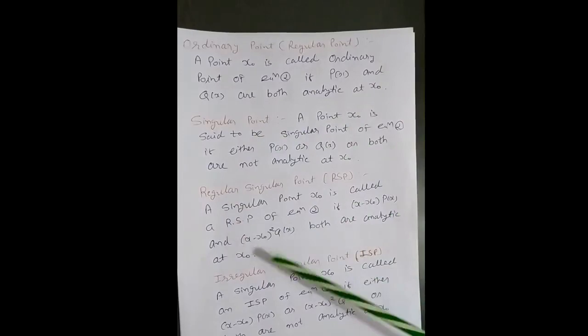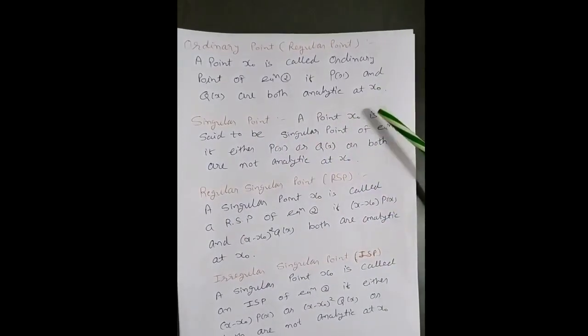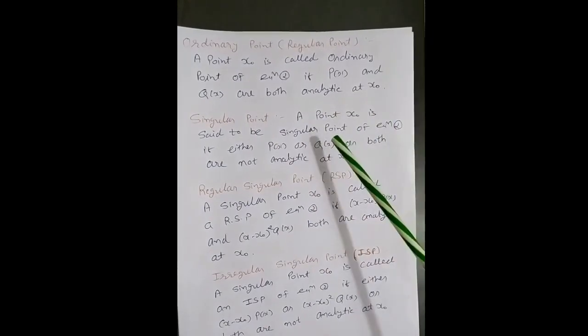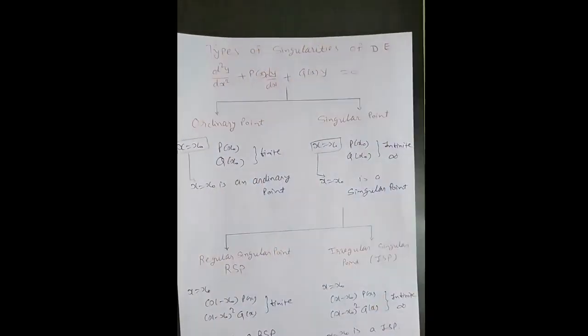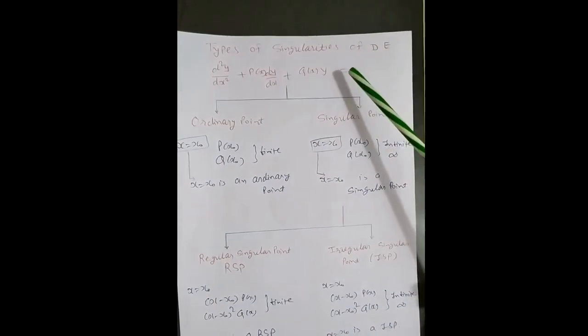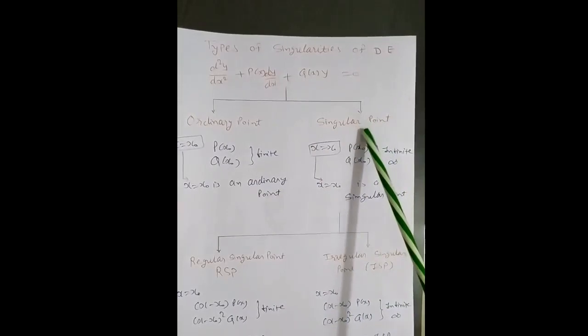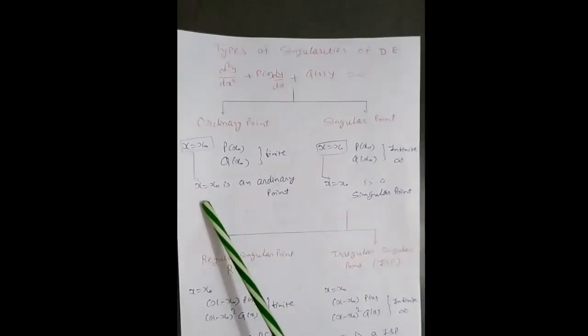All these definitions we understand in a simple way by a chart, so we can easily memorize. Types of singularities of the differential equation d square y by dx square plus p of x dy by dx plus q of x y equal to 0. First one is ordinary point, another one is singular point. When we put x equal to x0 in p of x and q of x and we get finite values, then we can say that x equal to x0 is an ordinary point.